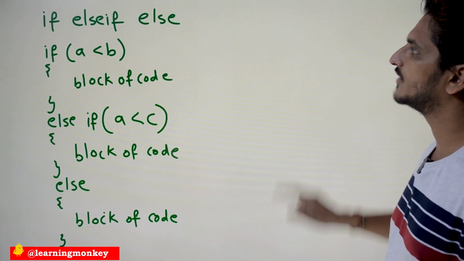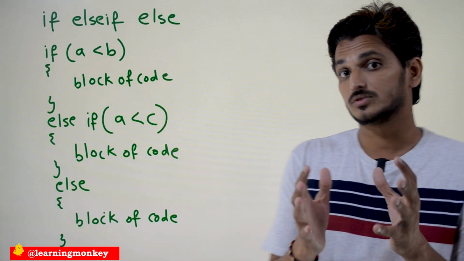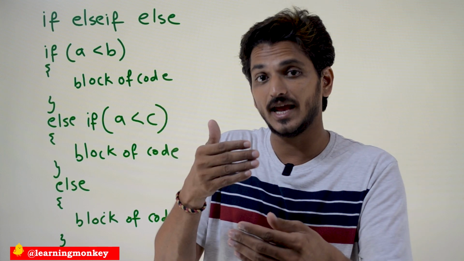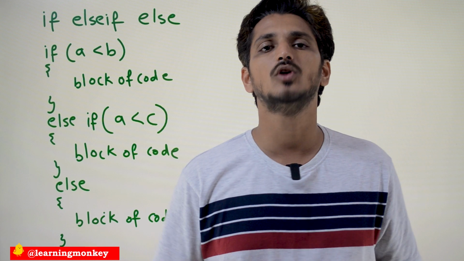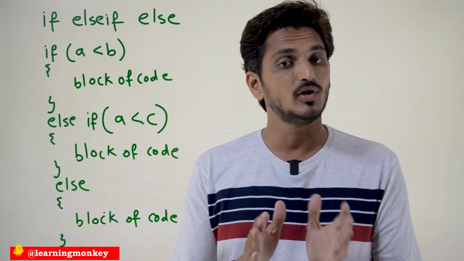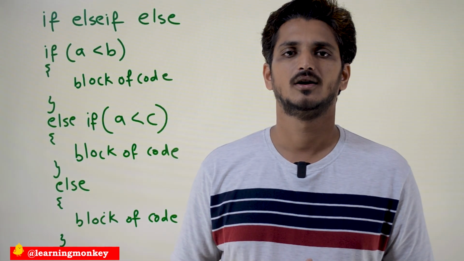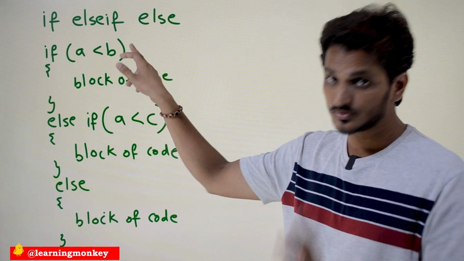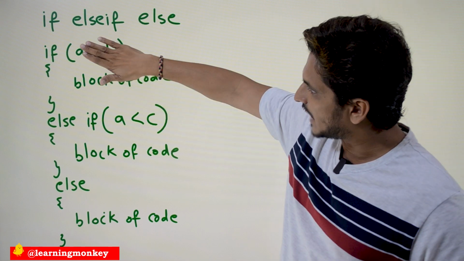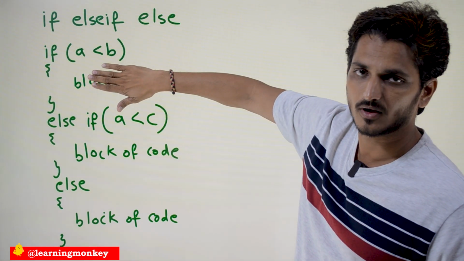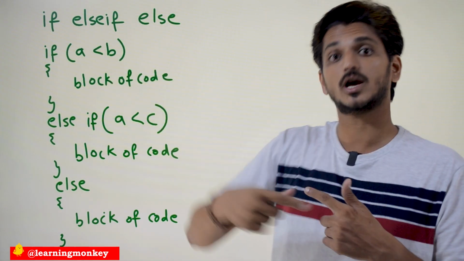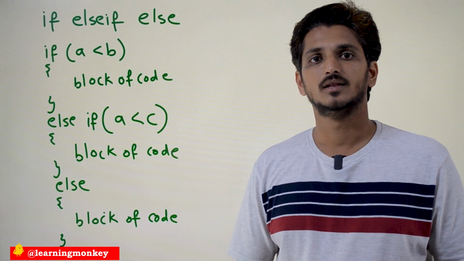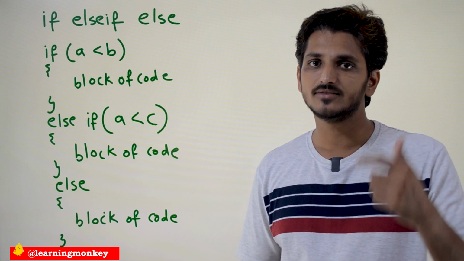Now the third one is if else if. We use this when there is a sequence of conditions you have to check. Let's try to understand: if a less than b, this is one condition. If this happens, execute this block of code. Otherwise, we need to check one more condition. If you want to check a sequence of conditions, then we have to write if else if.